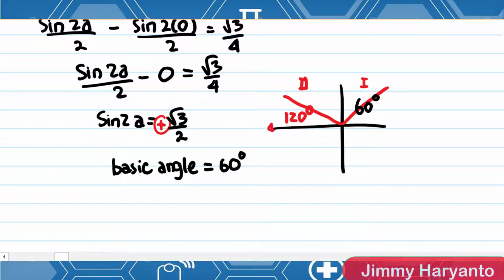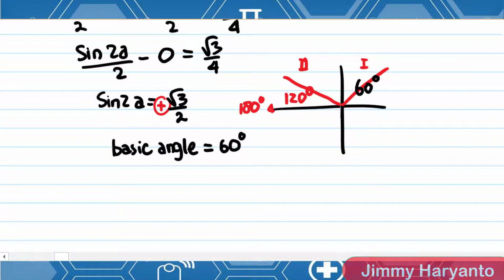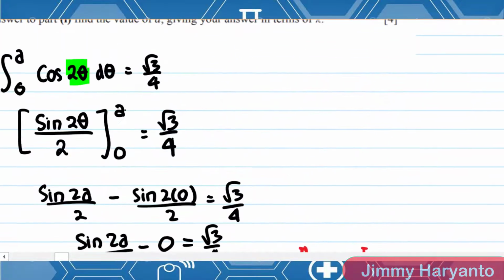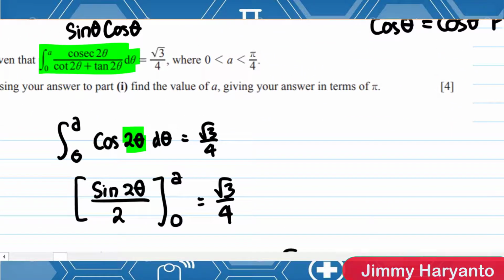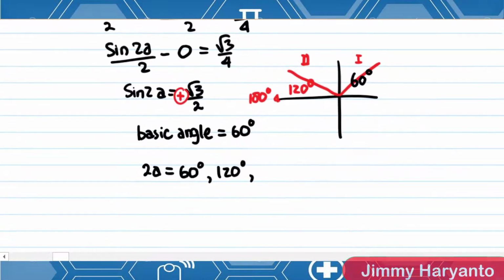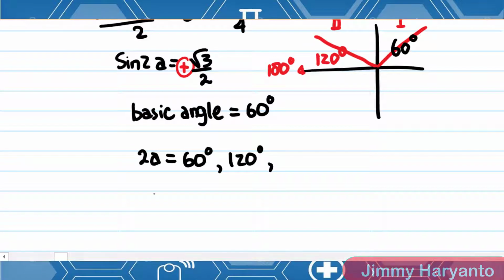How come it's 120? We use 180 degrees as our benchmark. 180 minus 60 equals 120, just like that. So the basic angle will be 60. So for 2a, the angle will be 60 degrees, comma, 120 degrees, comma. Let's take a look at the range. The range is only until pi over 4. Pi over 4 is 45 degrees, so it will be simple.